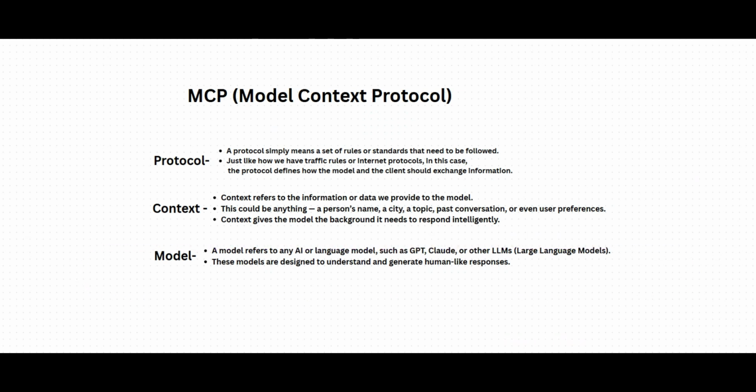So when we put it all together, this Model Context Protocol, or we call it MCP, means a standard way for a client like an app or chatbot to send structured context to an AI model so it can understand, remember and respond in a smarter and more personalized way. So let's move on and explore what MCP actually does behind the scenes and why it is such a big deal in the world of AI.